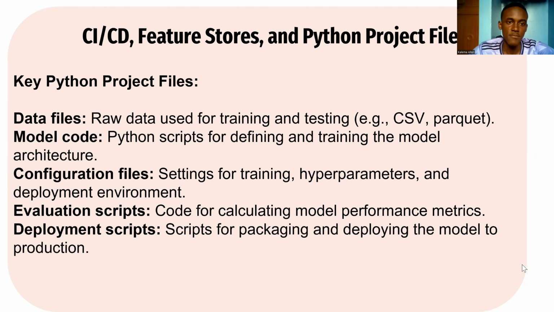Under key Python project files, we have data files, of course, raw data used for training and testing. We have the model code, Python scripts for training the models. We have configuration files, settings for training, hyperparameters, and deployment environments. We have evaluation scripts, code for calculating the model performance metrics. We have the deployment scripts, covering evaluation, deployment, configuration, model code, and data files.